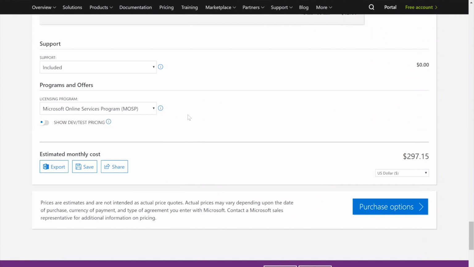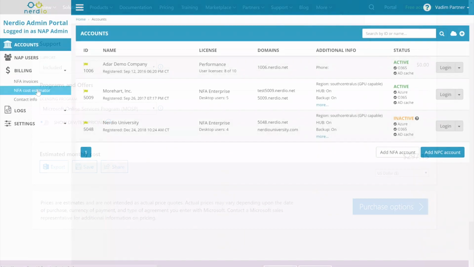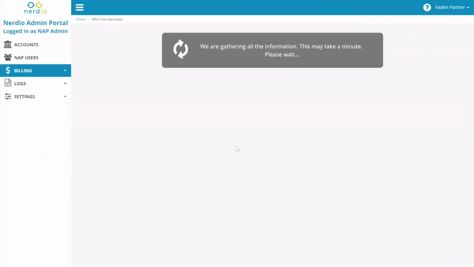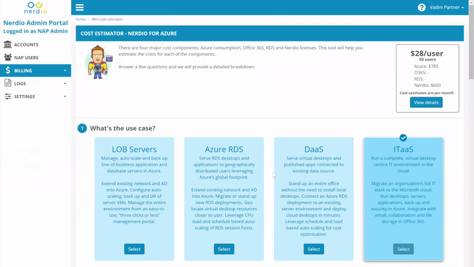is it lets you incorporate those discounts into the overall analysis. And we're doing a lot of development and a lot of work on the cost estimator to improve it even better, to provide more information that's most relevant to the partners and make it as easy as possible for them to play with what-if scenarios. So with that introduction, let's start looking at the cost estimator. If we go to NFA Cost Estimator, this is going to open up a screen that looks like this, and it's going to tell us that there are four major cost components. There is Azure consumption, Office 365, RDS, and Nerdio licensing.